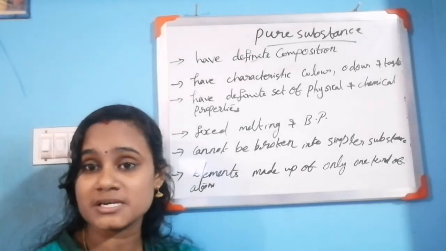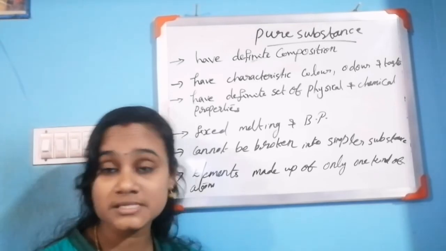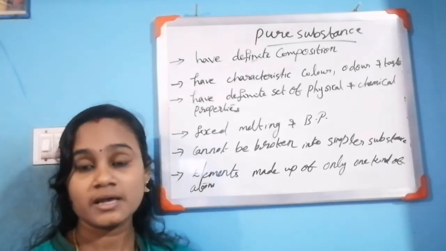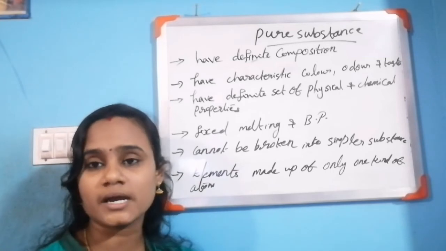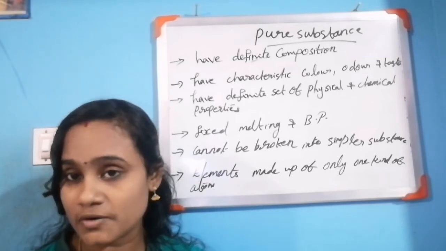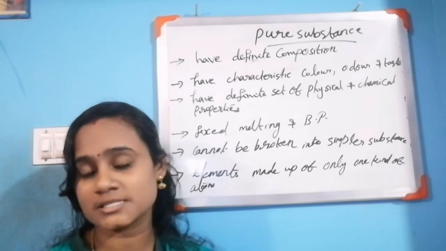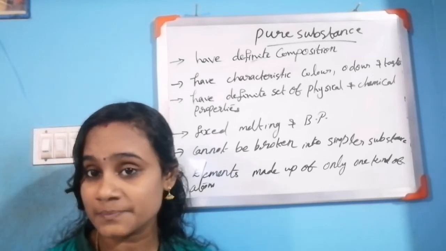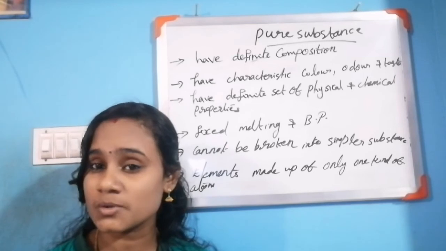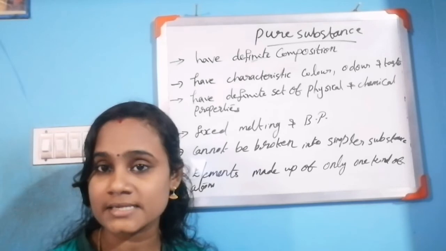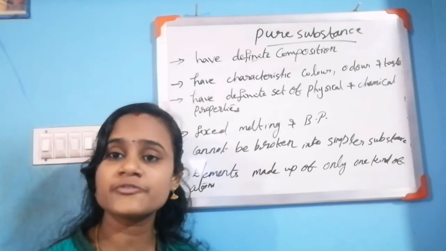I told you pure substance is divided into two, elements and compounds. What is an element? An element is made up of only one kind of atom. A single atom. What is an atom? It is the smallest unit of matter. We already studied what an atom is. Atom is the smallest unit of matter.